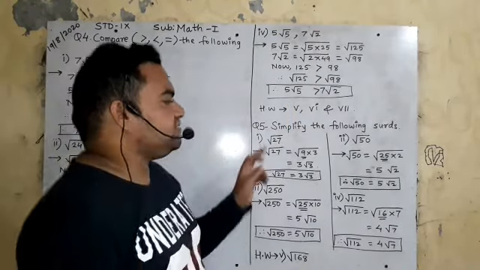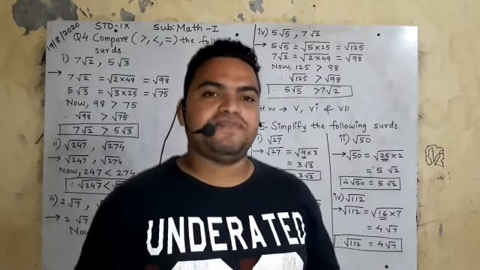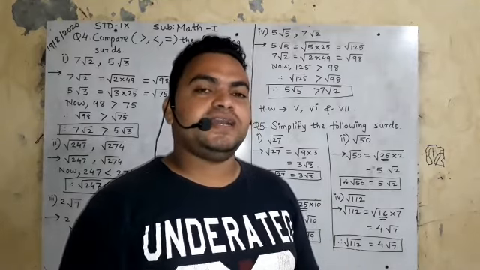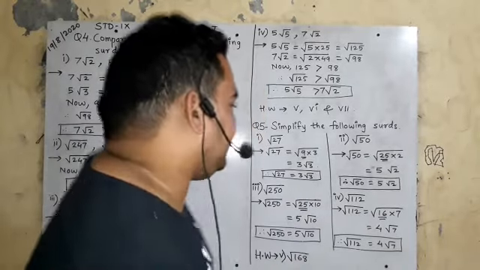Simplify the following thirds. Some thirds will be given to you. Yes, you have to simplify. आपको उसको simple करना है. जितना simple हो सके, उतना simple करना है by factorizing, by expanding it. Okay, इसको factorize करना है.